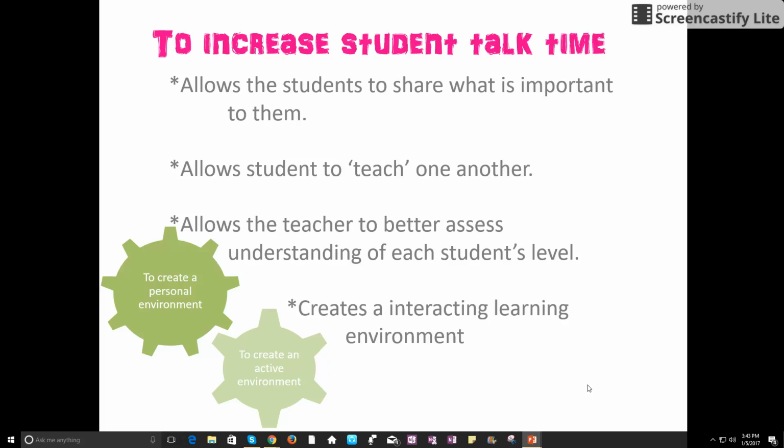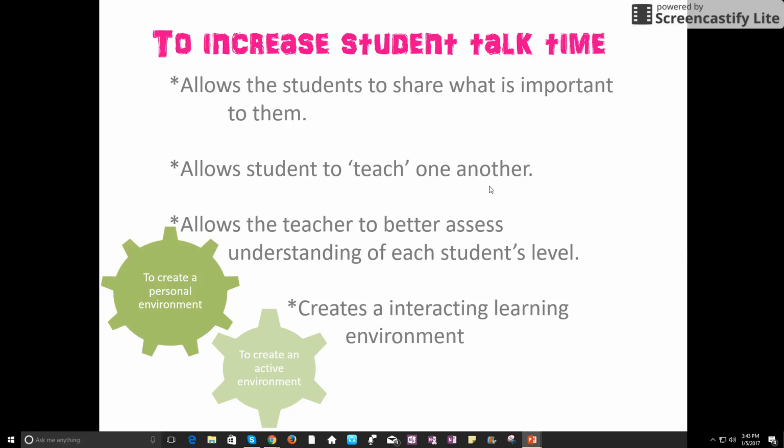Let's start with increasing the student talk time. And you'll notice that actually by doing so helps us with two of our other goals. So when we increase our students' talk time, we get them to share what's important to them, thus providing that personal environment. So we don't know what's personal to our students until we ask. So by getting them to speak rather than speaking for them, we can understand their questions, their concerns, and their stories.